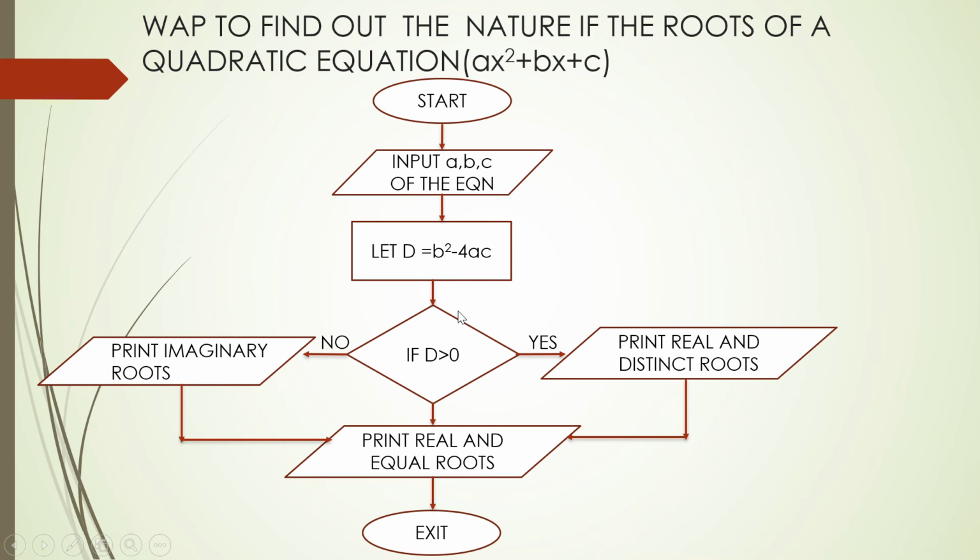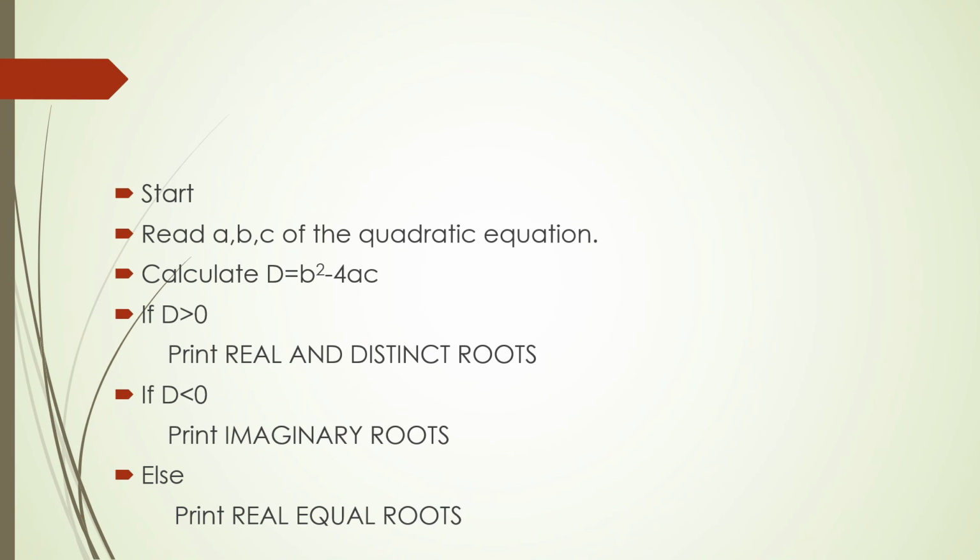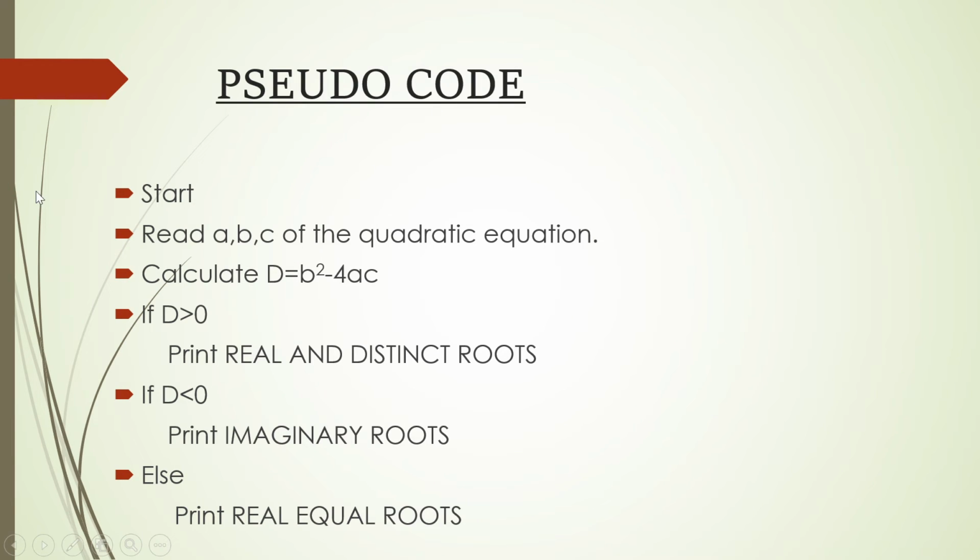Now we will see how to do it with pseudocode. So this is start. We will start the program, then read a, b, c of the quadratic equation, calculate d, that is the discriminant, equal to b square minus 4ac. Now if d is greater than 0, print real and distinct roots. If this gets satisfied, we will go inside this, and if both of them do not get satisfied, we will go to the else part, and then we will print real and equal roots.